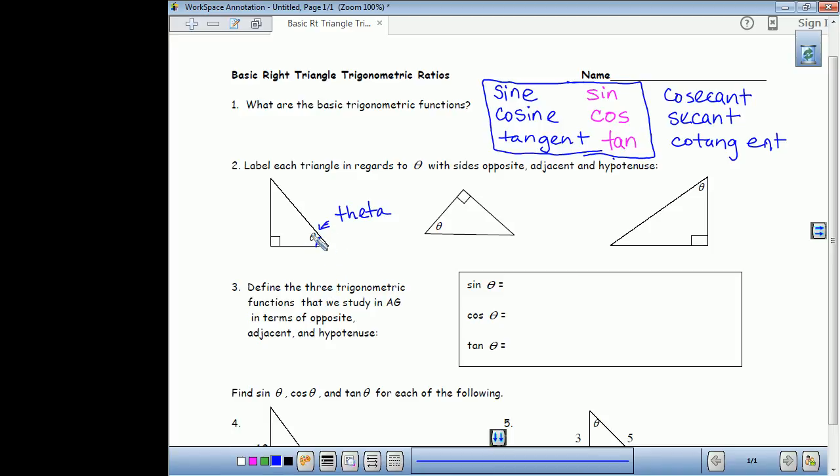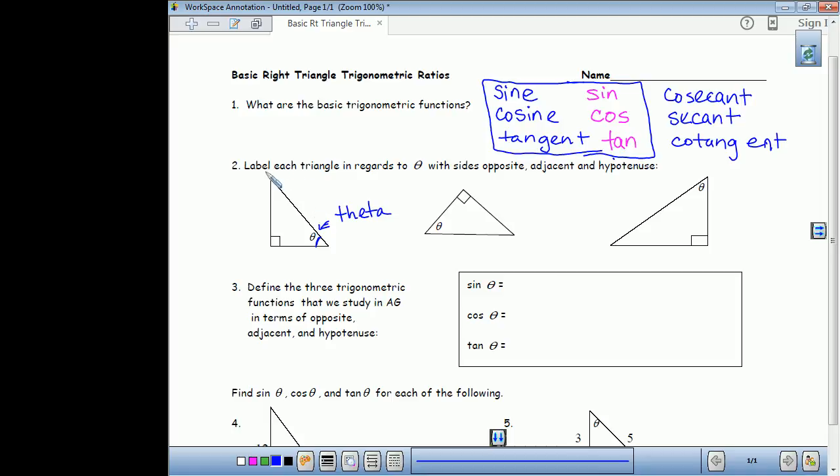So your teachers may start using a theta. They may use x. They may not use a theta. They might label your triangles A, B, and C and not use the theta, but you're going to start seeing the theta. And that's just a way to represent an angle in mathematics.